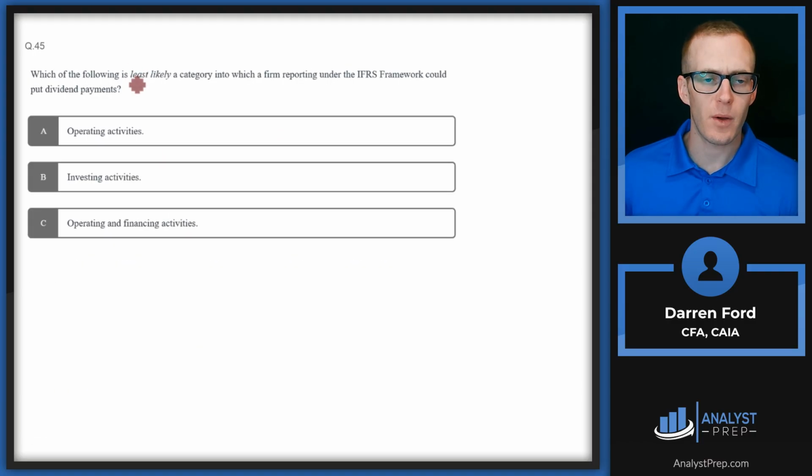Answer C. Which of the following is least likely a category into which a firm reporting under the IFRS framework could put dividend payments? So least likely, they can put them under two options, but they can't put them under another. Is it operating, investing, or C, operating and financing activities? So they can go under operating and they can go under financing, but they cannot go under investing activities.